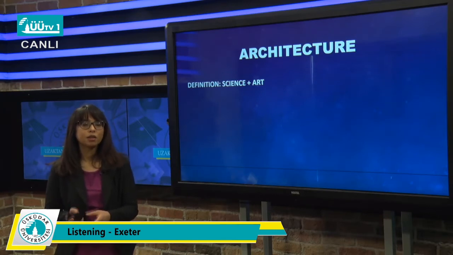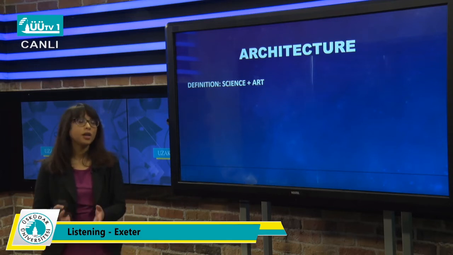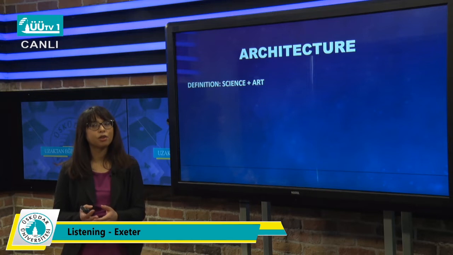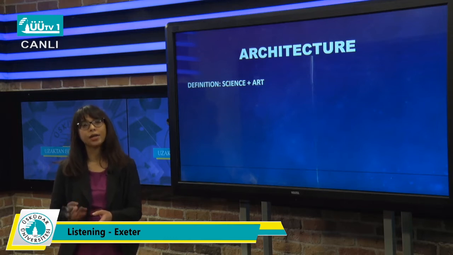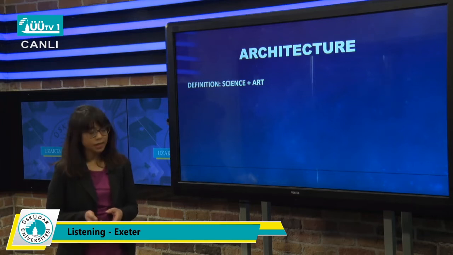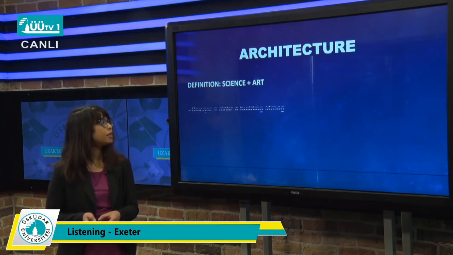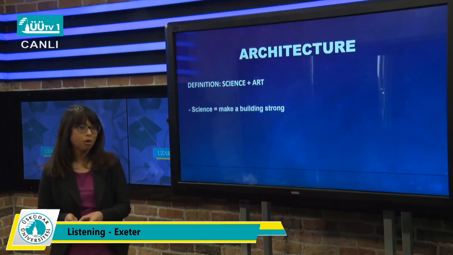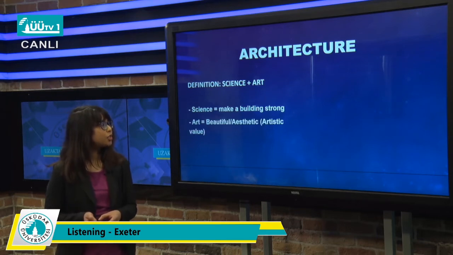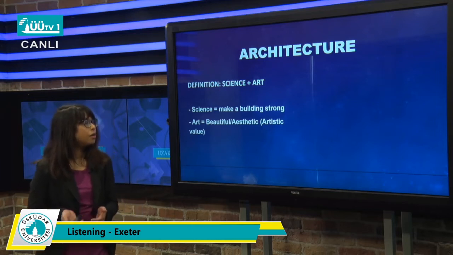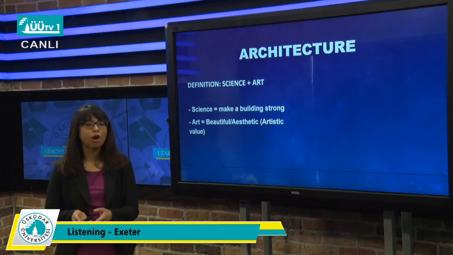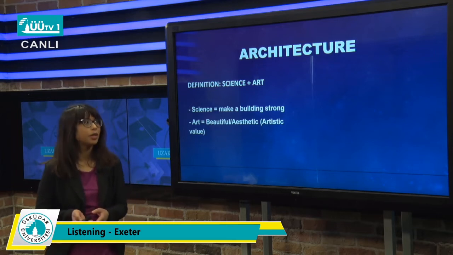Some architects also think that architecture is a combination of philosophy as well. The philosophical aspect would answer the questions as to why an architect designed the way he designed. So these architects use science to make a building strong, and they use art to make it look beautiful. In other words, they think about the aesthetic or artistic value of the building.